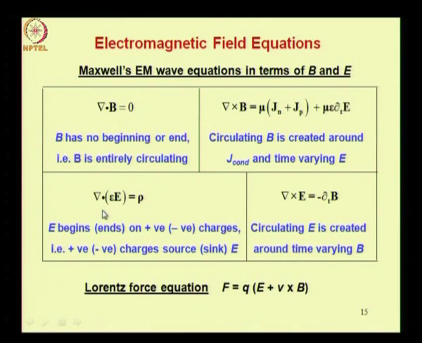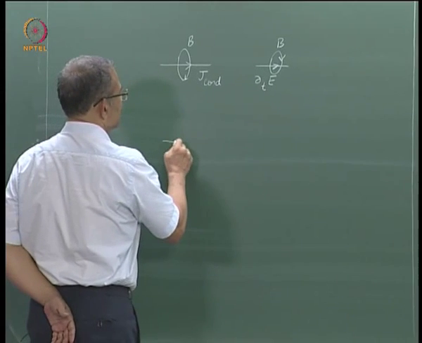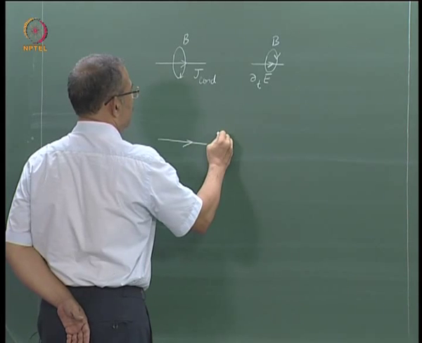Let us look at the equation for the electric field. So divergence of epsilon E is equal to rho. This means that E begins on positive charges and ends on negative charges. So that is what you derive from this equation, or positive charges are sources of E and negative charges are sinks of E.